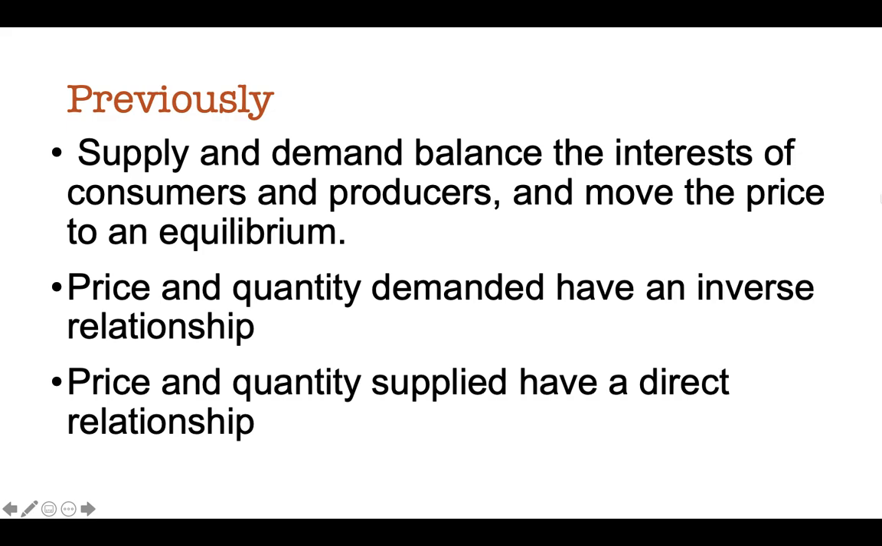Price and quantity supplied have a direct relationship, or a positive relationship. That means when price goes one direction, sellers supply more versus less. The quantity supplied goes the same direction as that price, and that's why we have upward sloping supply curves. So those concepts are going to be reflected in this topic again today and built off of.